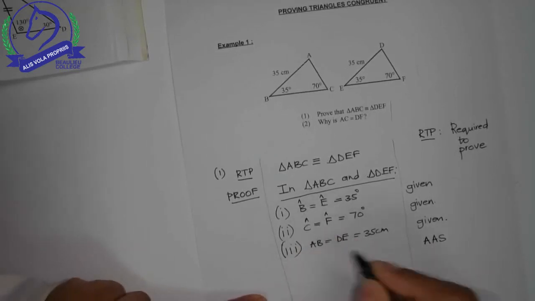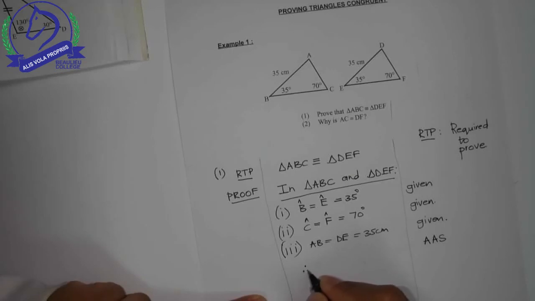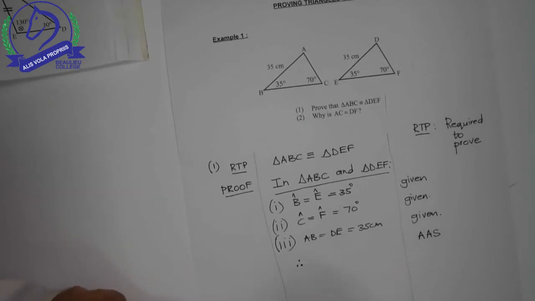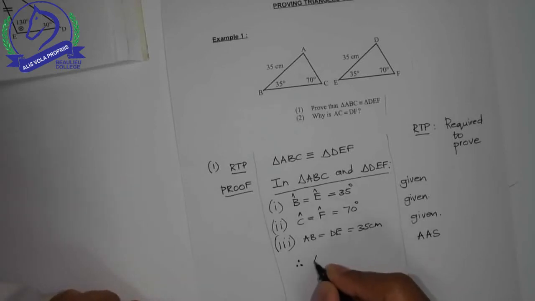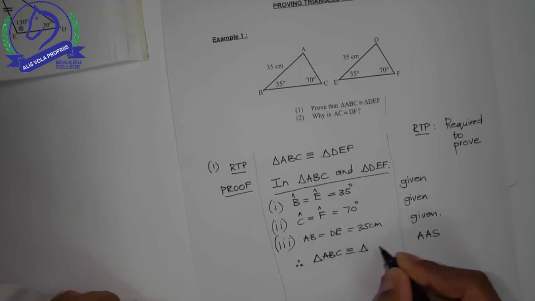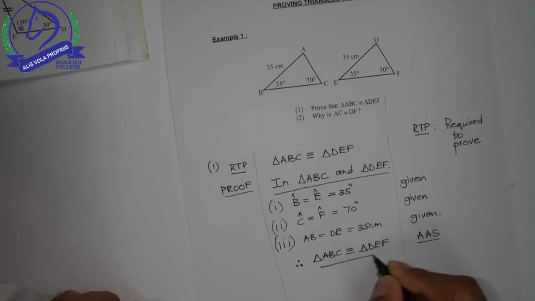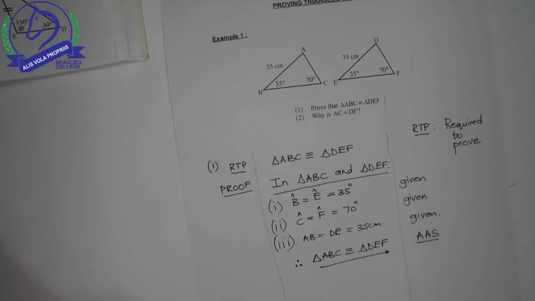And then after you write down your three reasons, you will say therefore. As you all know, those three dots written in that formation represents therefore. You've got to answer the question. Therefore, triangle ABC is congruent to triangle DEF. And you've got to state your reason for it being congruent.